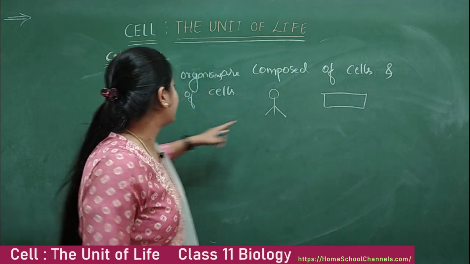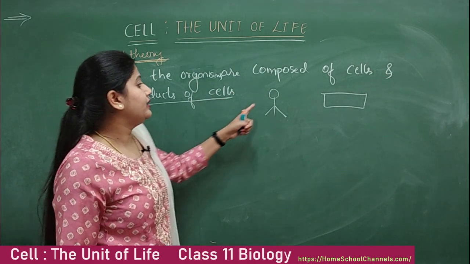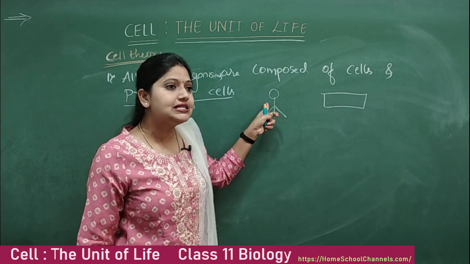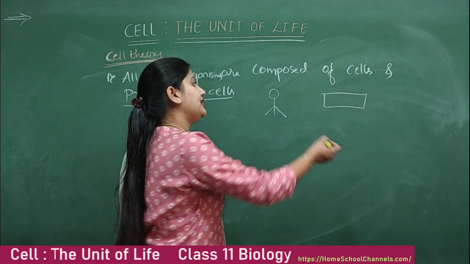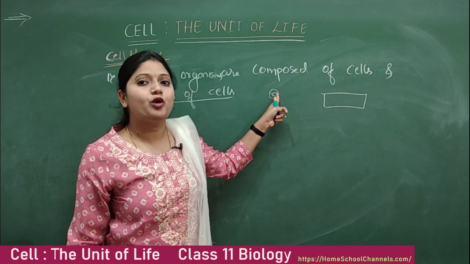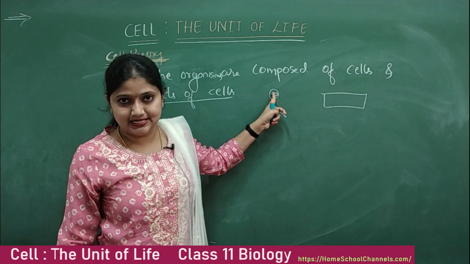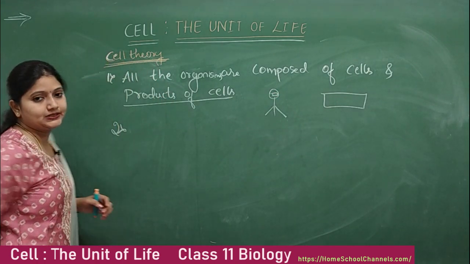So here we can say that it is made up of products of cells, and here it is made up of many cells. So they are composed of cells here. Again, inside the human, if you take only one single cell, again it is made up of the product of the cell. Okay, so this is the first statement in the cell theory.